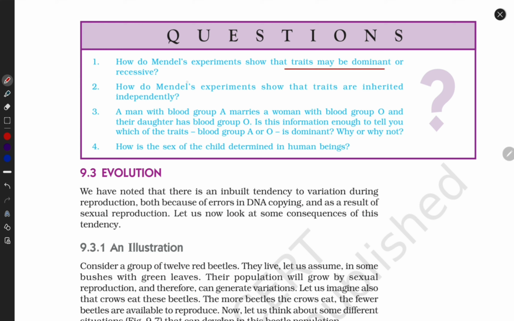Explain what is dominant and recessive. You know about dominant and recessive. You explain the traits are inherited independently. You should explain these two laws. Then you get full marks.